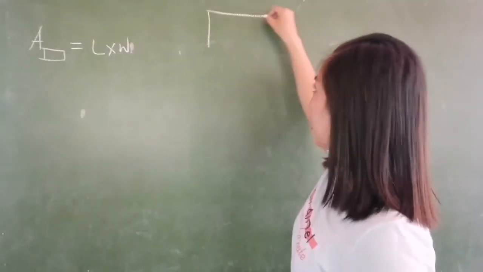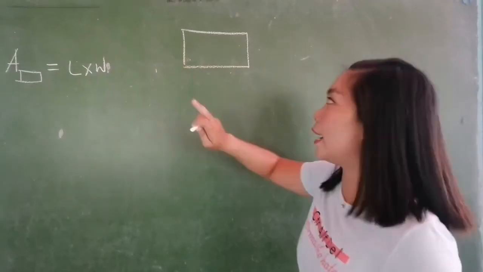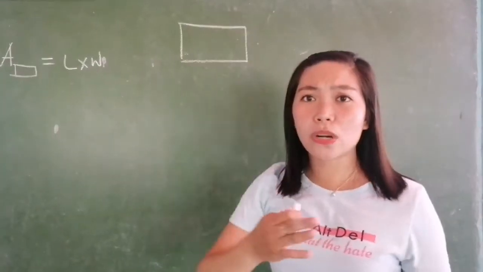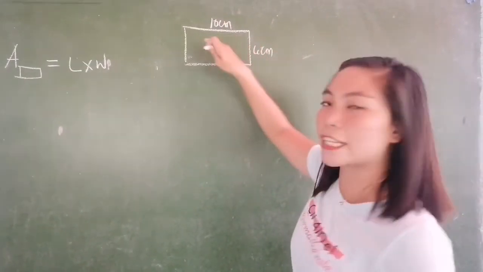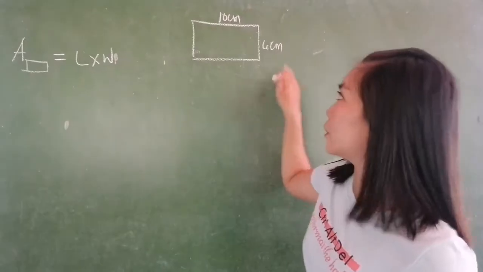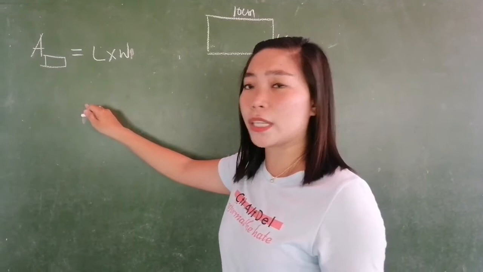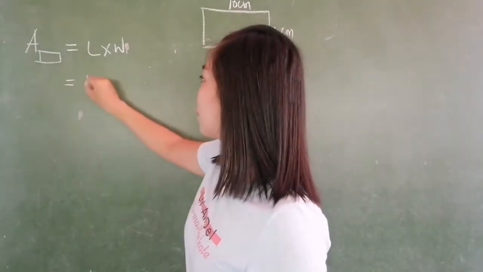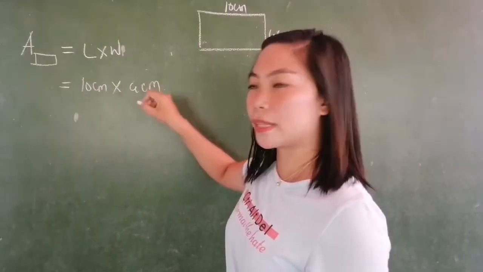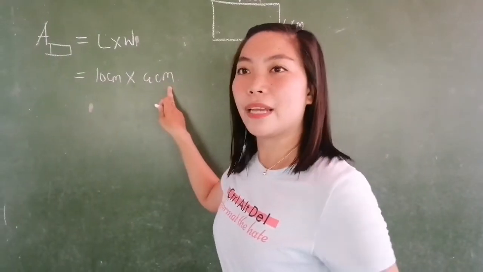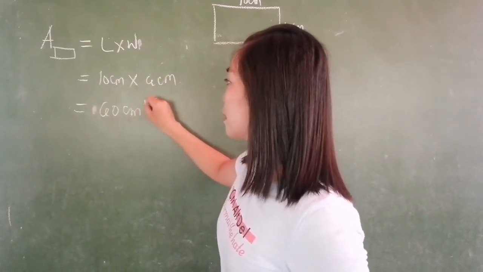Okay, i-illustrate natin. This is a rectangle, so you have the length and the width. Now, let's have your rectangle as 10 centimeters by 6 centimeters, as what we have the example earlier. So, 10 by 6 yung rectangle natin. All you have to do is substitute to the given length and width. So, you have 10 centimeters multiplied by 6 centimeters. So, 10 multiplied by 6, you have 60 centimeters squared.